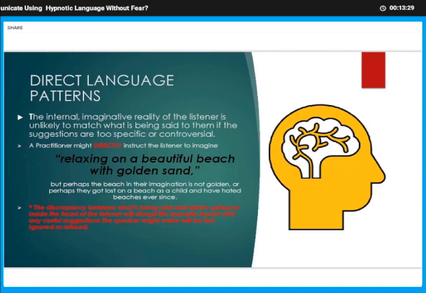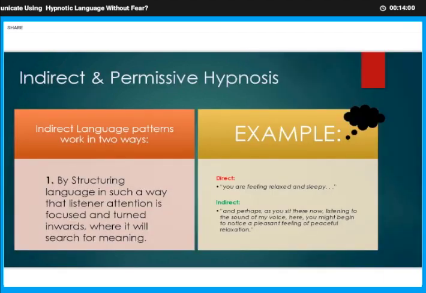And so the discrepancy between what was said to the person and what's going on inside of their head is going to disrupt that hypnotic trance. Any useful suggestions that the practitioner might have made during that time might be lost, ignored, or even entirely rejected by the listener. And that's why we don't recommend direct language patterns. So let's go on to the next slide and get into a little bit about indirect and permissive hypnosis.